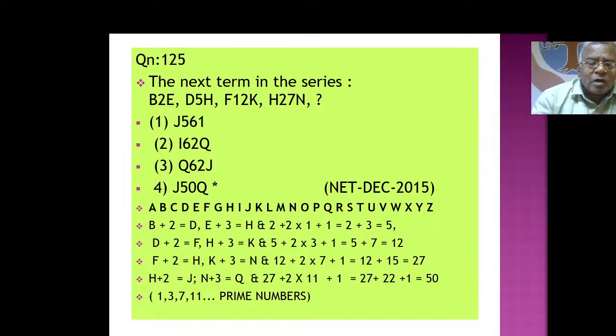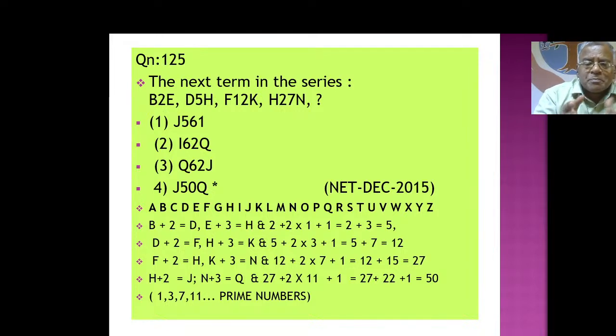So that way, now, what is the pattern here? 2 plus 2 into prime numbers. 1, 3, 7, 11, 13, it goes like this. Prime numbers. It's a very challenging problem actually. Math students will be able to solve it very quickly. Others may find it a bit difficult, I am sure about it.